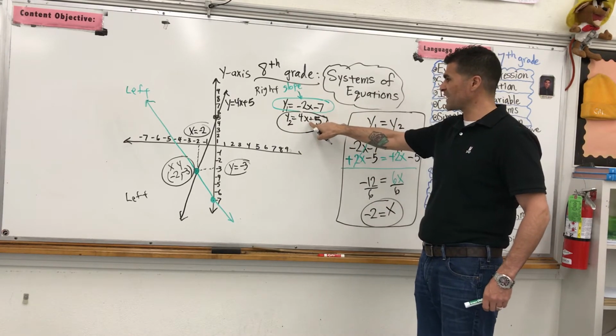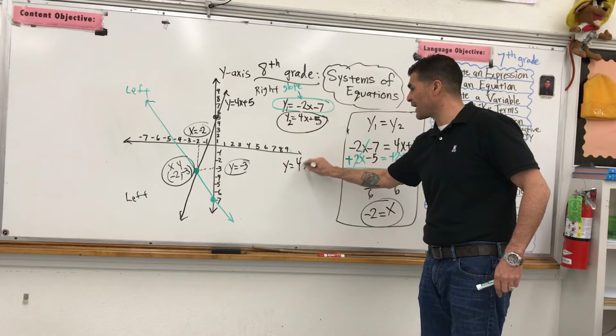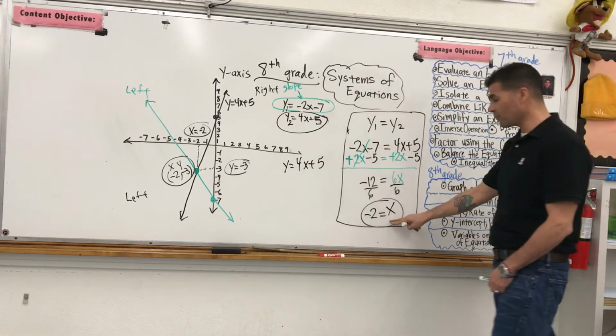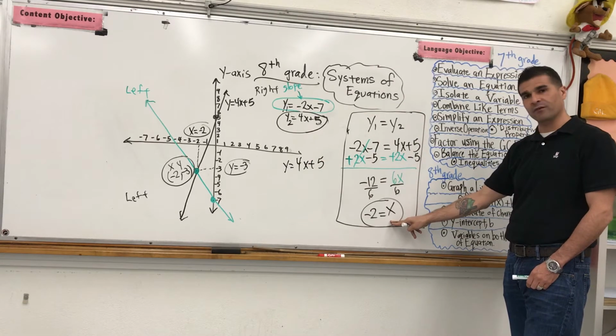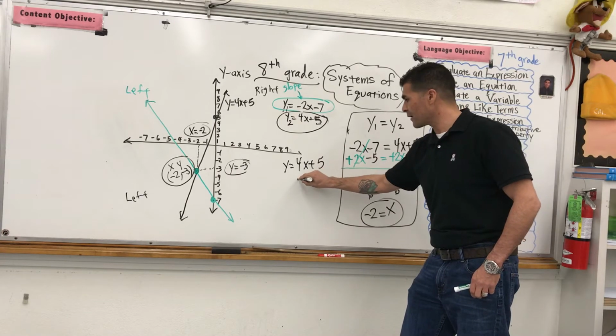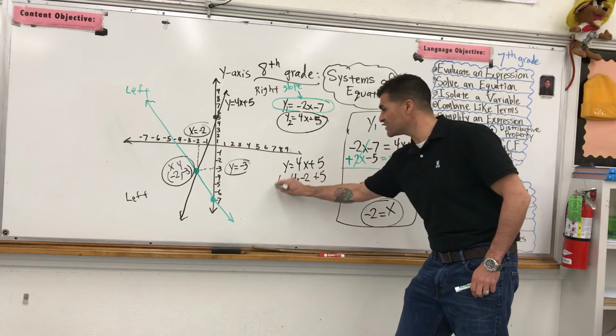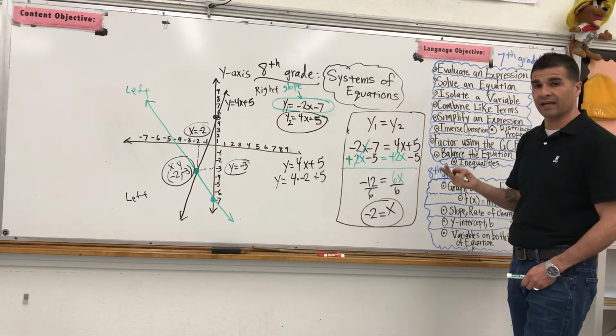Let's go ahead and use the second one. Let's put in y is equal to 4x plus 5. What number are we going to use to substitute in for x? We're going to use -2. So I'm going to take my -2 and I'm going to multiply it by 4. Then I'm going to add 5. And I'm going to see if y really does equal -3.